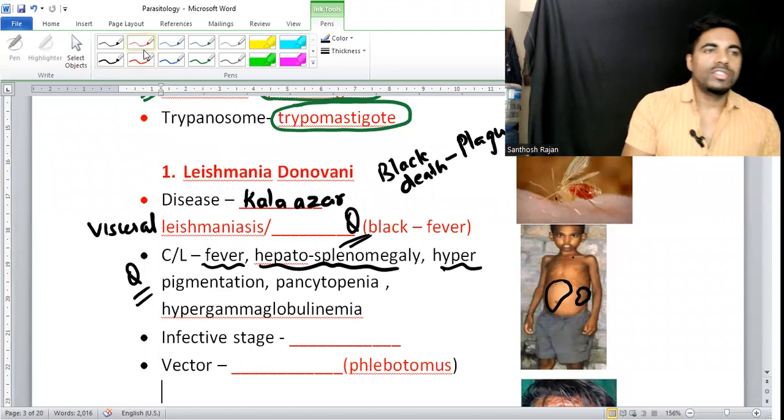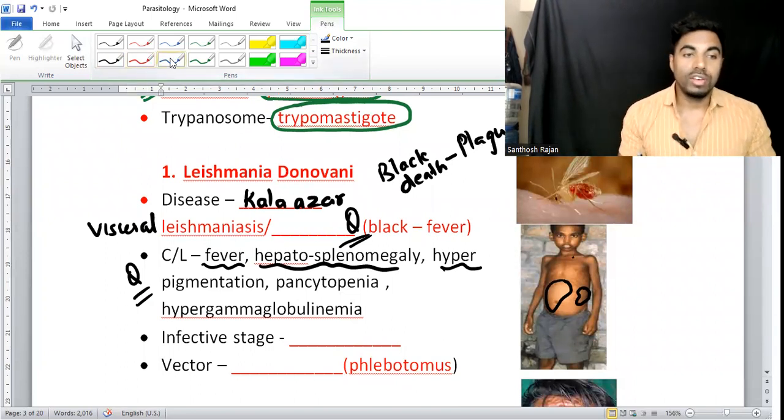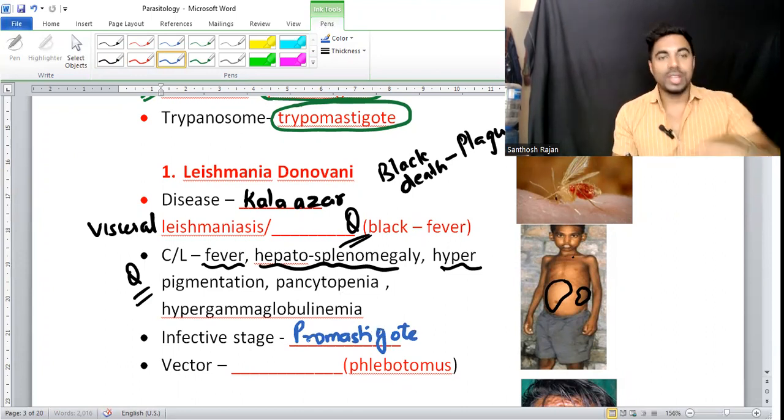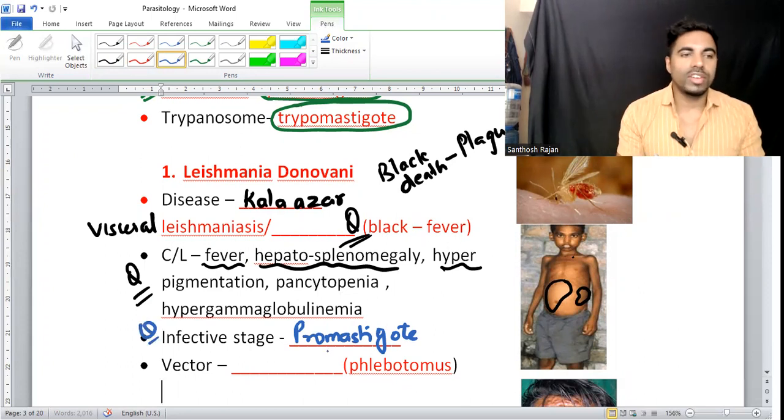Then, what is the infective stage? Just we spoke. The infective stage is the promastigote. Because we have two important things: the infective stage and the diagnostic stage. Promastigote is the infective stage. But amastigote is the diagnostic stage. We're going to come there now. So the infective stage is promastigote. Don't confuse. Okay, and now the vector.